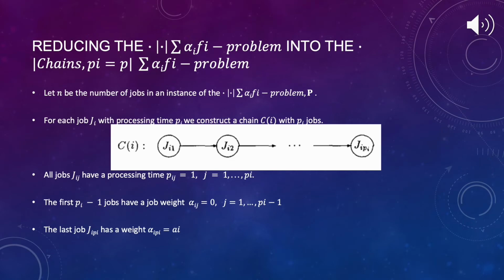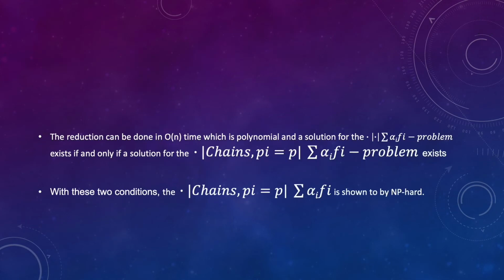So first we say let n be the number of jobs in an instance of our first problem P. For each job Ji, with a processing time Pi, we are going to construct a chain with Pi jobs. So each of these jobs in this chain we are going to call chain jobs. All the chain jobs will have a processing time of 1, and the first Pi minus 1 jobs will have a weight of 0, and the last job in the chain will have a weight of Ai.